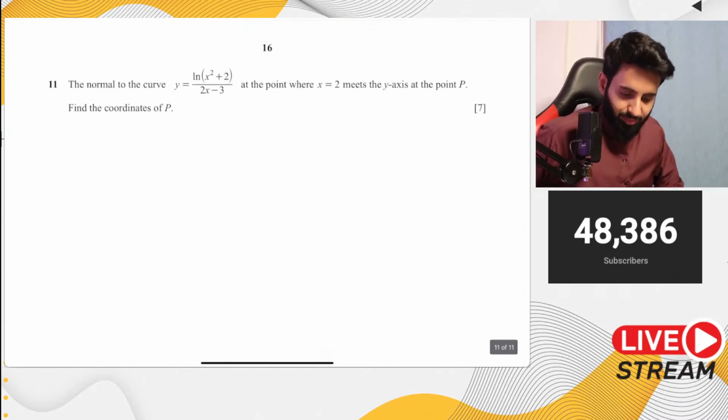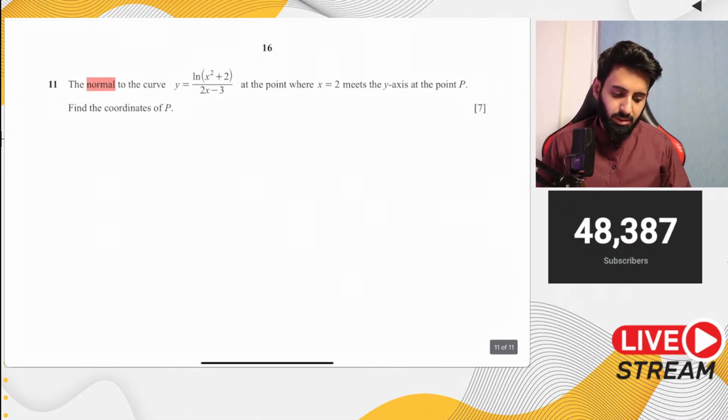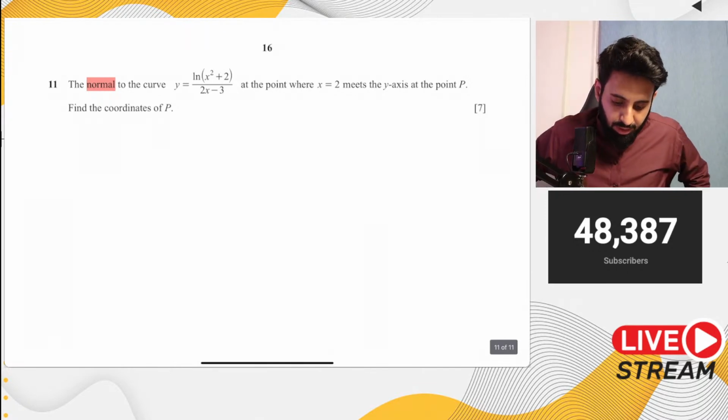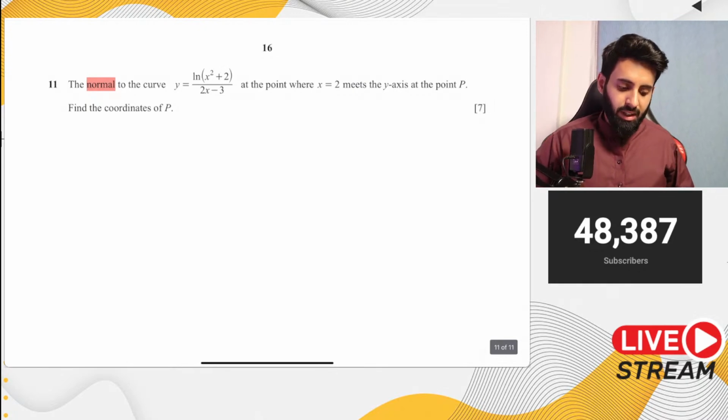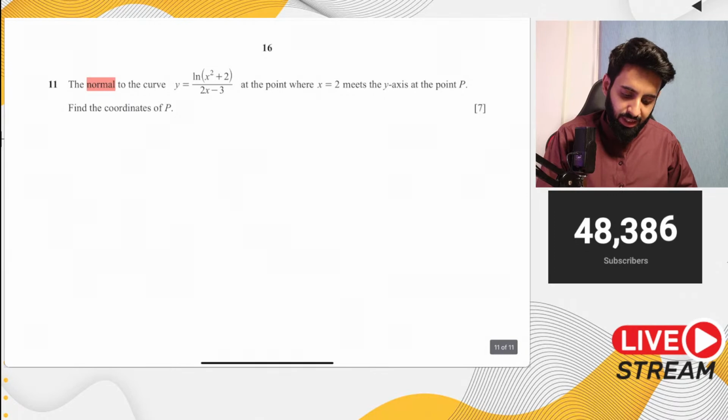Okay. So let's solve this question. It says the normal to the curve y equals so and so at the point where x equals 2 meets the y-axis at the point P. Find the coordinates of P. Meets the y-axis at the point P. Okay, we'll worry about that later. Let's highlight it, but we'll worry about this later.